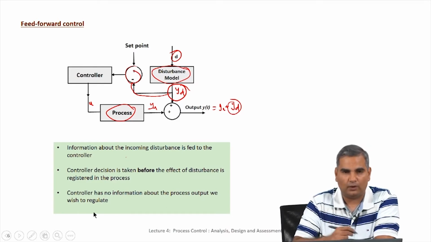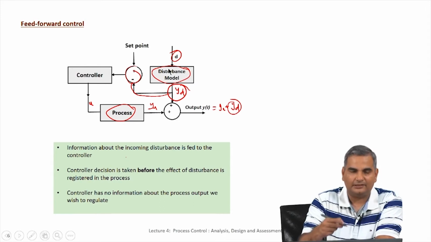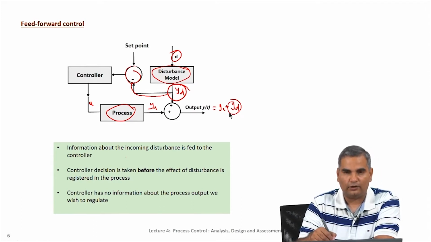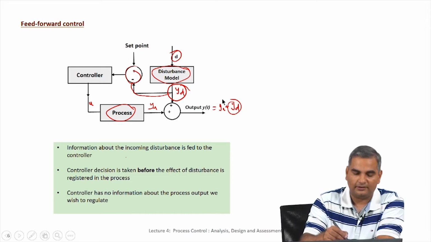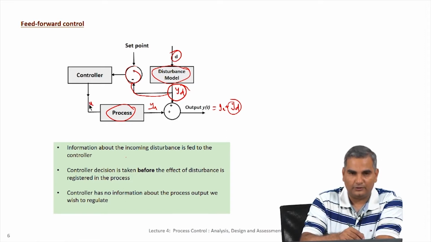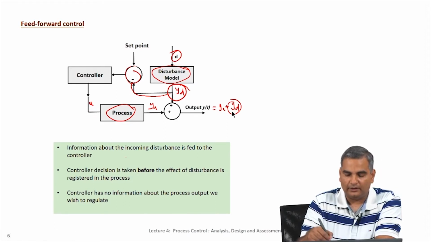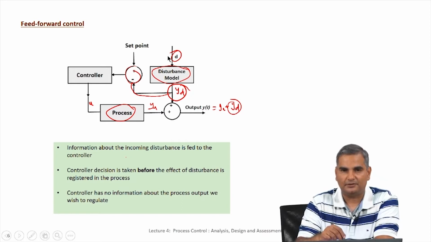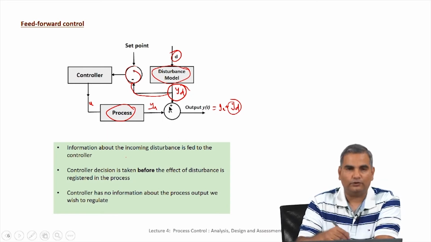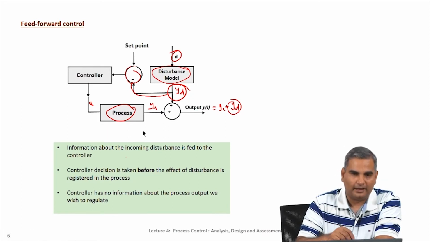And you can imagine why, because since you are anticipating the changes that are going to occur in Y D based on the disturbance measurement, you can automatically change U, and whatever does not get fixed by the feed forward controller, because of either poor measurements of disturbance or poor models, can be fixed by the feedback error based control.